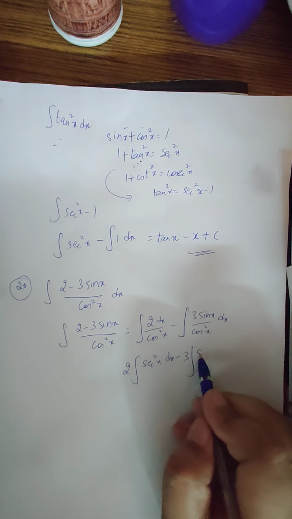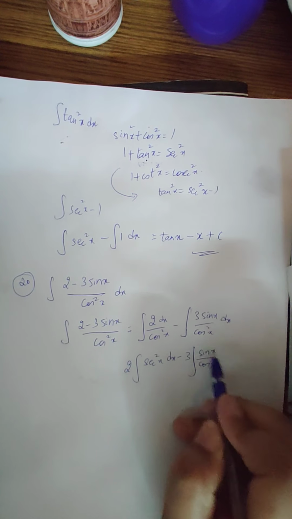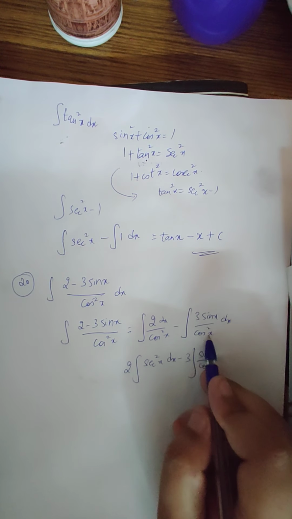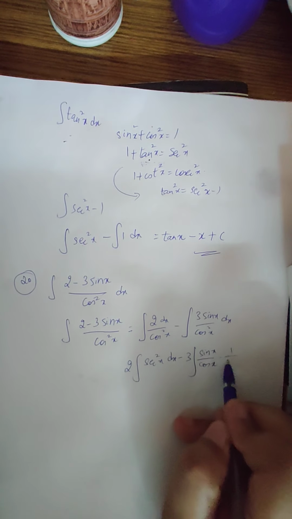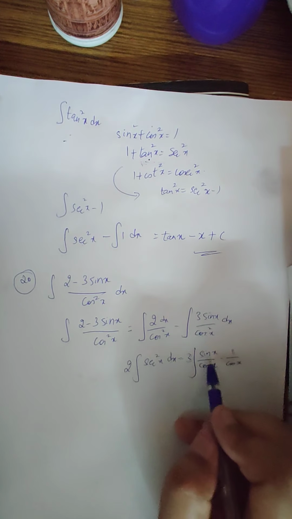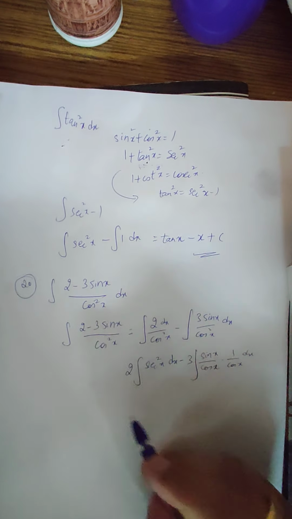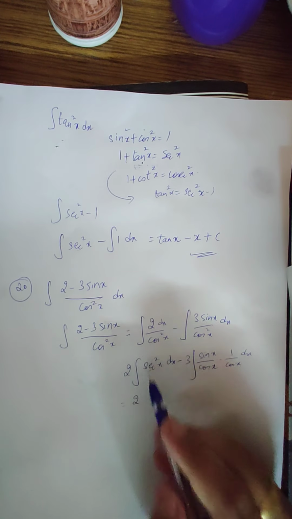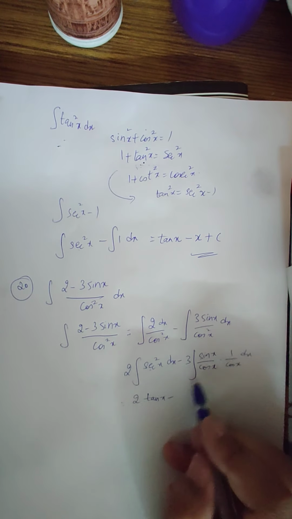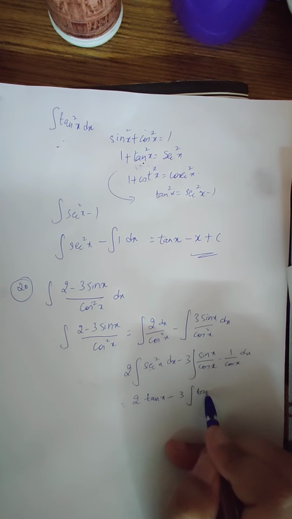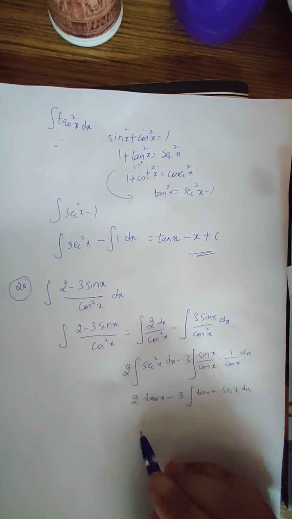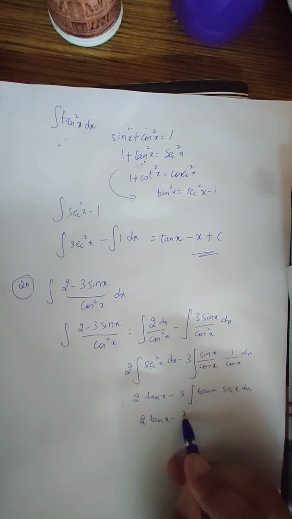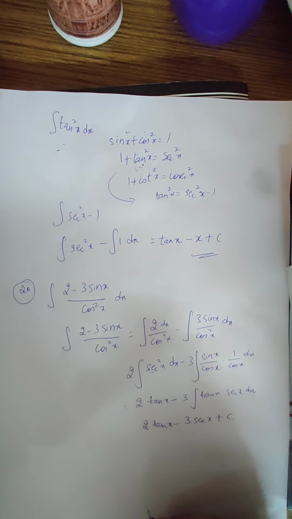If you start practicing, students, then it will be easy for you then and there to know what sort of formulas you have to use. This will be sin x by cos square x, I'll split it as cos x into cos x. So sin x by cos x, into again 1 by cos x, because cos x into cos x is cos square x dx. So sin x by cos x will be tan x. That's the reason. 2 integration of secant square x is tan x, minus 3 integration of tan x into 1 by cos x, which is secant x. So integration of secant x tan x is secant x. So 2 tan x minus 3 secant x plus c.